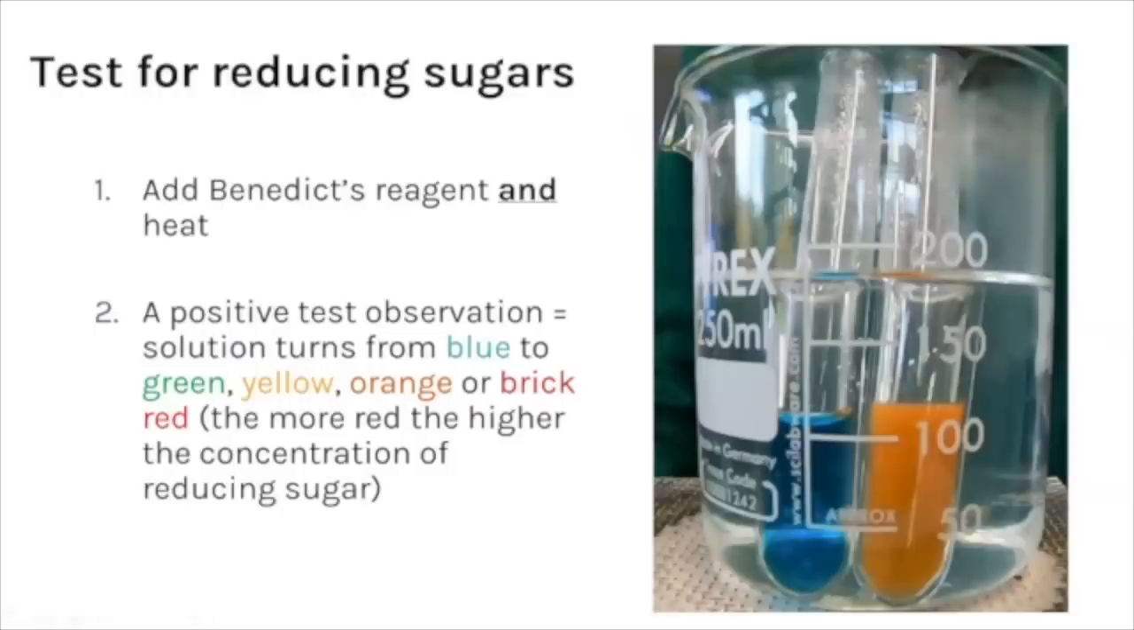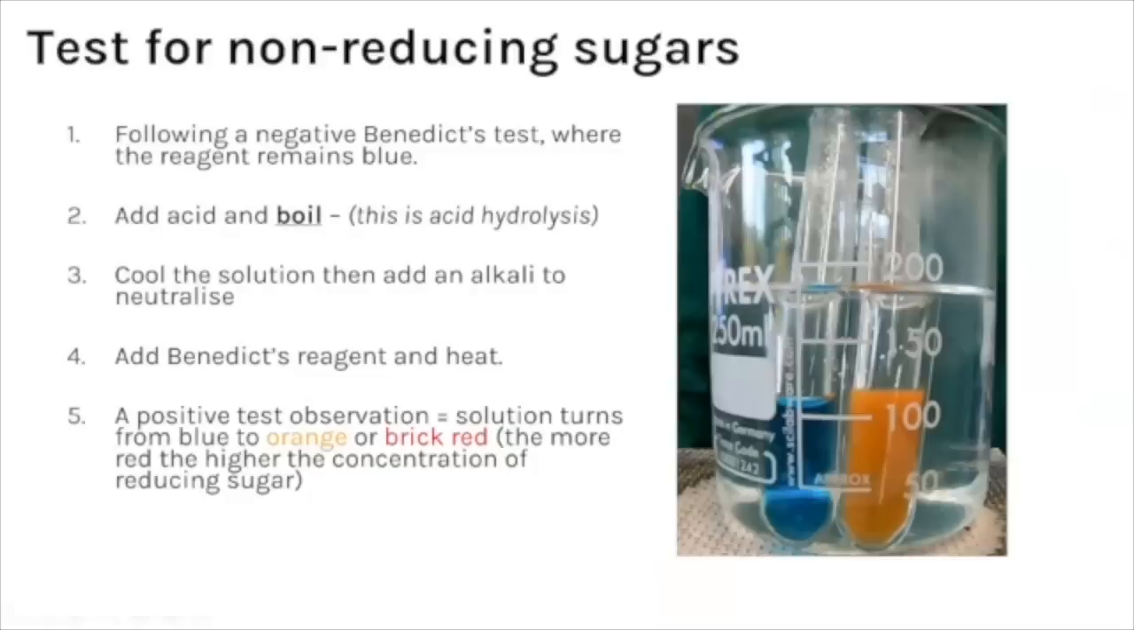The test for reducing sugars, you would add Benedict's reagent and you have to heat it. So you need both of those ideas to get the mark. The positive test result would be the original blue colour would turn either green, yellow, orange or brick red. And those different colours indicate the concentration of reducing sugar present. So the more red it is, the higher the concentration of reducing sugar.